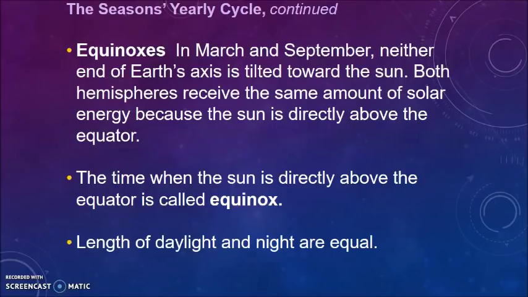And your length of daylight and night are equal. This is an easy way of remembering what equinoxes are. Equinox is where the Sun is above the equator, and day and night are equal.